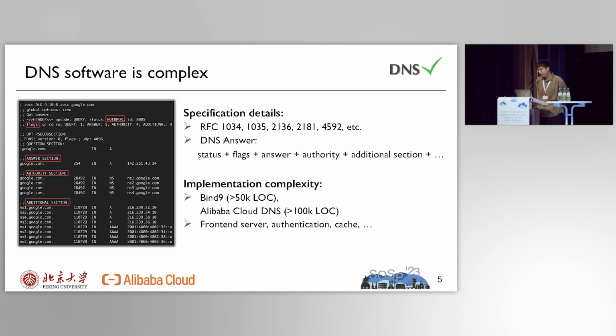The most popular DNS, BIND, has more than 50,000 lines of code, and our Alibaba Cloud DNS has more than 100,000 lines of code. Inside of the large code base, DNS has a lot of components for the front-end server, authentication, caching, and etc.